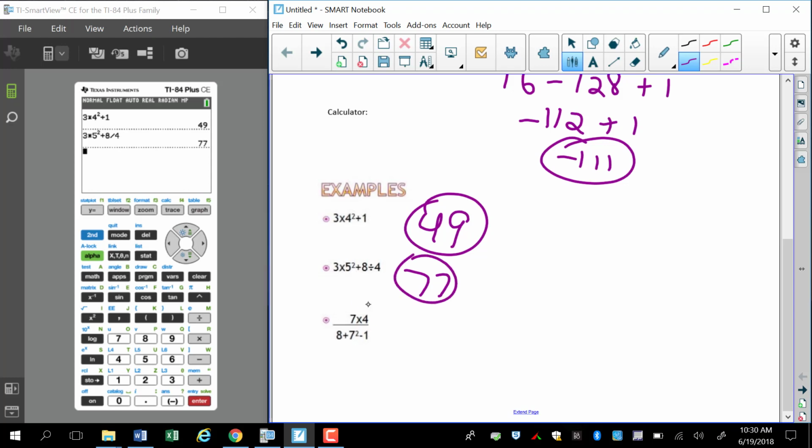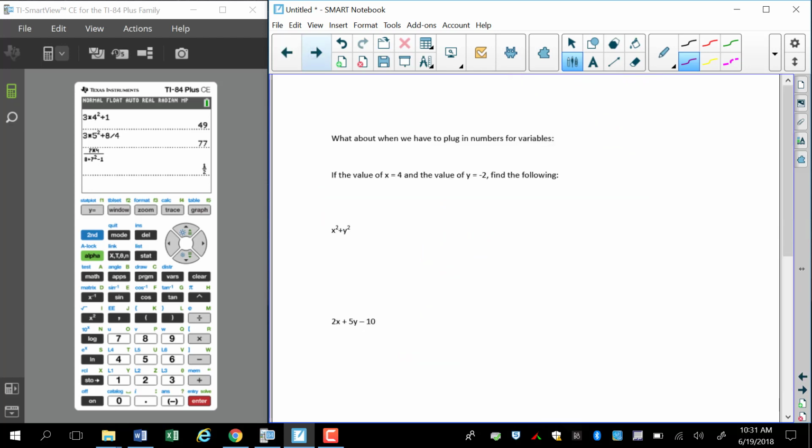Now this next one here is a fraction, but we know how to do fractions and order of operations. So let's use what we know already from the previous day, alpha y equals. Let's create this. 7 times 4 goes up top. 8 plus 7 squared minus 1 goes on the bottom. Make our lives a little easier, and we get the answer of 1/2. So hopefully you can put that together and solve those pretty quickly and easily whenever you see them.